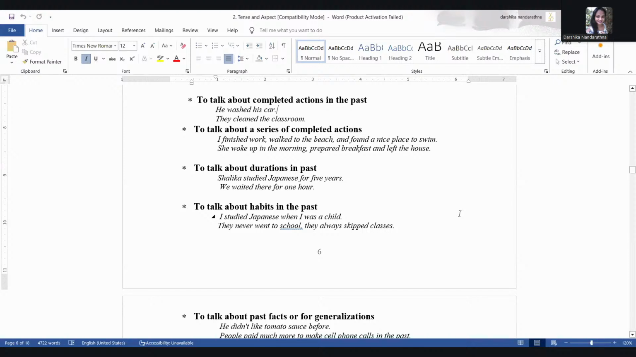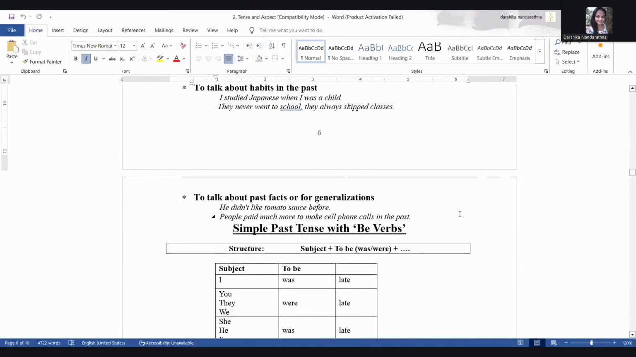They always skipped classes, so that can be considered as one of the past habits of them. So it is a past habit, so simple past tense is used. Then to talk about past facts or generalizations. He didn't like tomato sauce before. Past fact, Pute. Okay. People paid much more to make cell phone calls in the past.